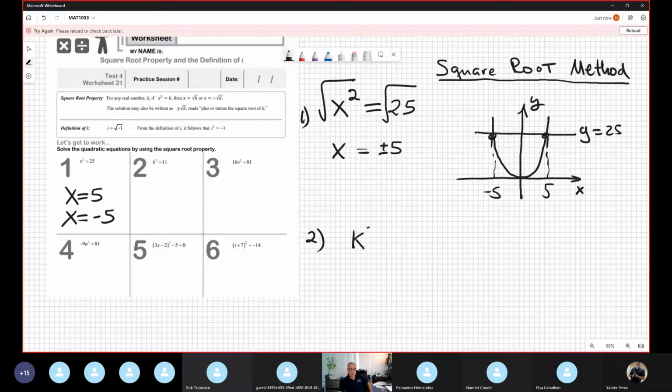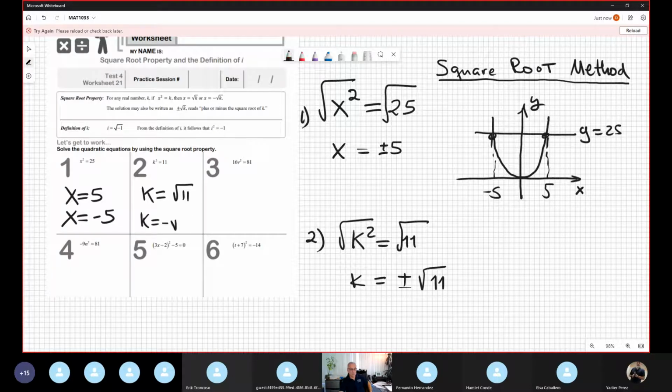Number one. Number two is similar. This is k squared equal 11. You apply square root both sides. Unfortunately, 11 is not a perfect square number like 25. But it's prime, so we cannot simplify more, and you put plus or minus radical 11. So we have two solutions, k equal radical 11 and k equal minus radical 11. Okay, not bad.